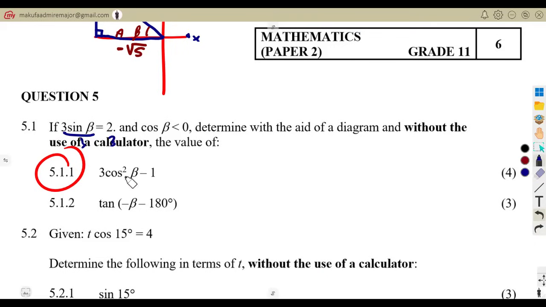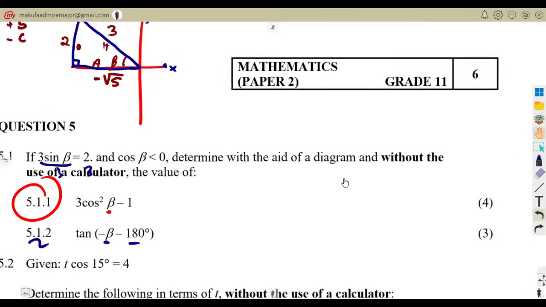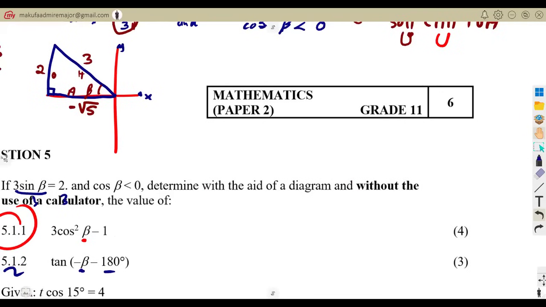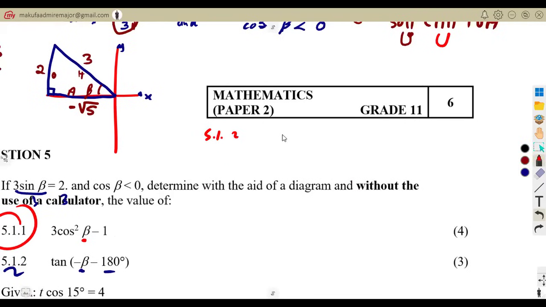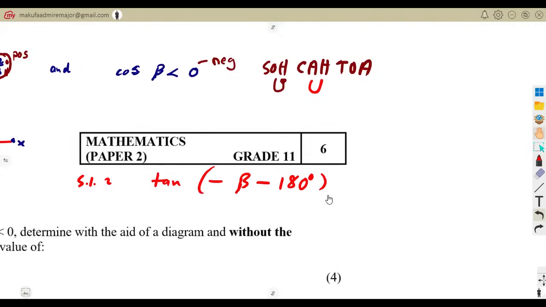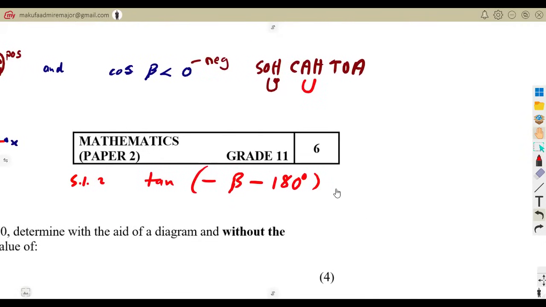5.12, which is the tan of minus beta minus 180. So first of all, let us reduce that into a ratio that we understand. All right, so that's 5.12, the tan of minus beta minus 180 degrees. This is a negative angle. If you want to understand negative angles, I talked about them under trigonometry. You can even check other videos about trigonometry, where I talked about negative angles.